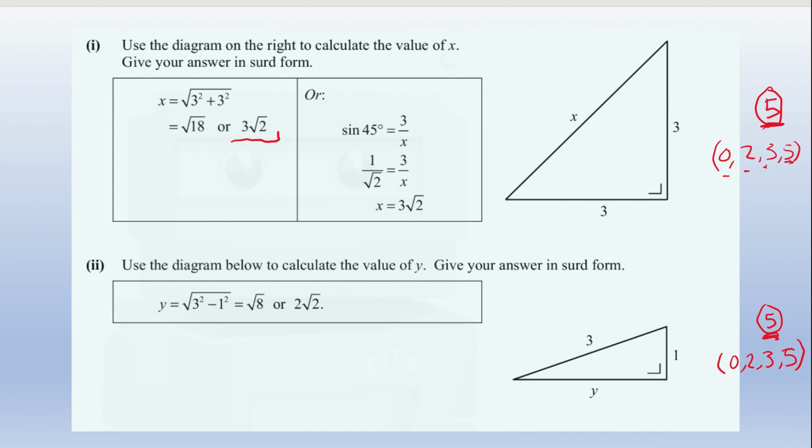But you'll see the most important part here is they got their answer, 3 root 2, at the end. They've done it another way over here with sine 45, but we're not going to have a look at that just yet because we haven't had a look at sine, cos, or tan. That's my next video. You'll notice for part II, they've gotten their 2 root 2 as well, which is exactly what we got. So in regards to questions, 5 marks and 5 marks.